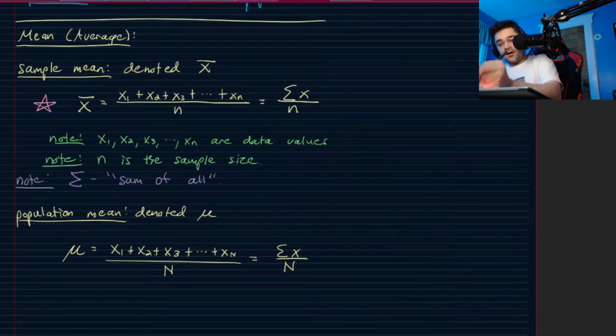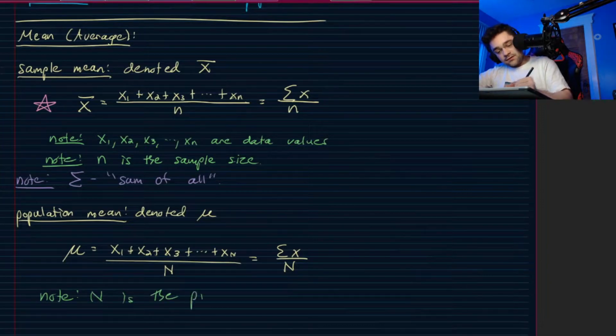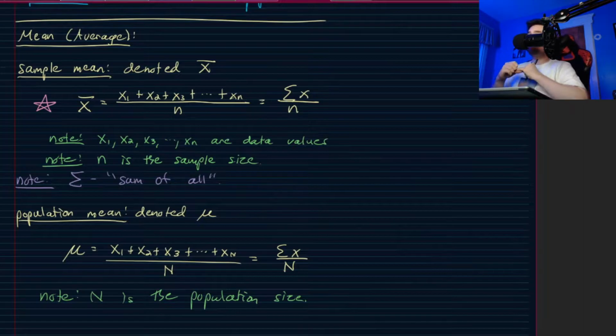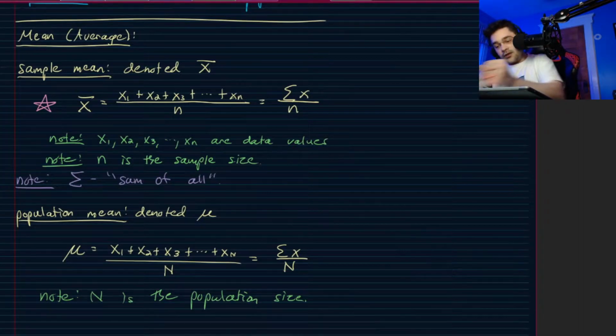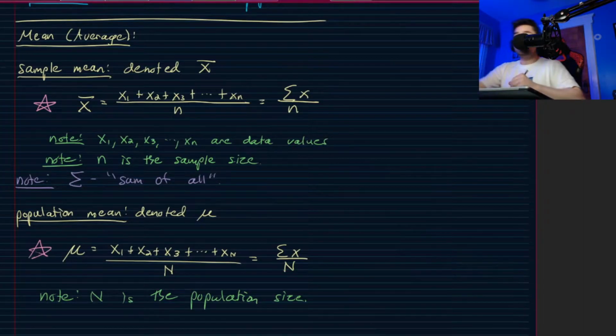Okay, and so I guess I got to put a note here of what big N means then, so that I've defined all the symbols. Big N is the population size. And of course, this is another very important formula, so let me put a star next to it.